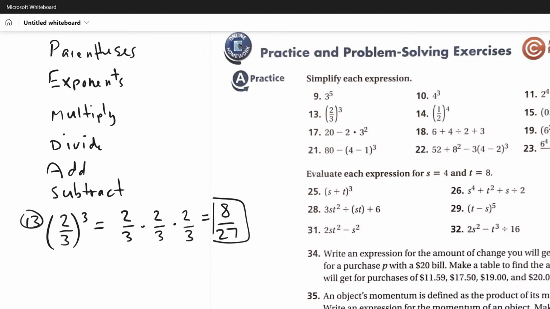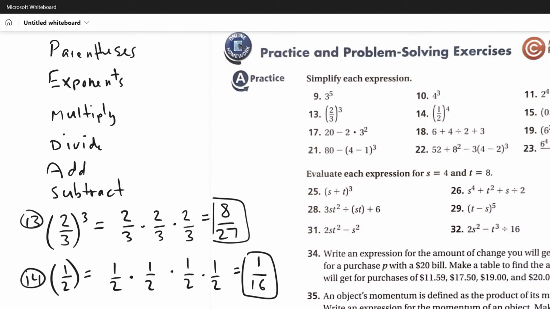Okay. So if 13 is okay, then let's try number 14. 14 is 1/2 to the fourth power. So what you've got to do is take the 1/2 and multiply it by itself 4 times. It looks like a lot, but actually 1 times 1 times 1 times 1 is just 1. And 2 times 2 times 2 times 2, that is 16, like we found out in number 11. That's just 16. So there you go, 1 over 16.